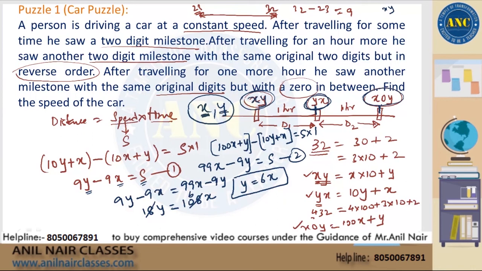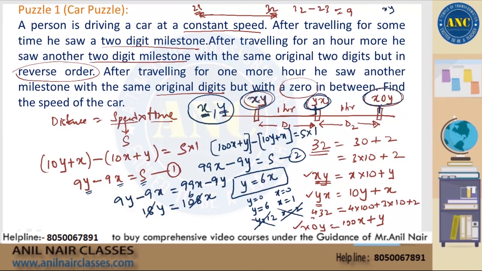So now here x can take 0. If x is 0, what will be y? Y will be 0. But when x is 1, what will be y? That will be 6. Now, when x is 2, what will y be? 6 into 2 is 12. Can y be 12? No. Therefore, x cannot be 2 because y cannot be 12, because y is also a single digit. So, technically speaking, x equal to 2 is not possible.